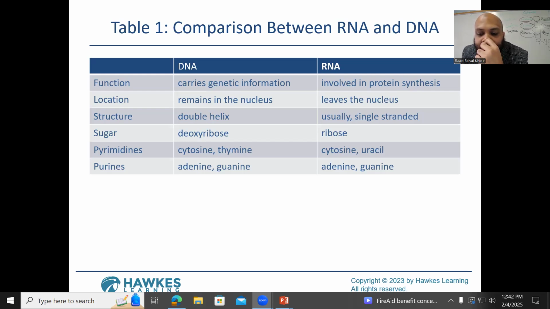Pyrimidines are cytosine and thymine, and examples of RNA nucleotides that are nitrogenous bases that are pyrimidines are your cytosine and the uracil. So you have to understand that RNA does not have thymine. That's an important point. RNA only has uracil.